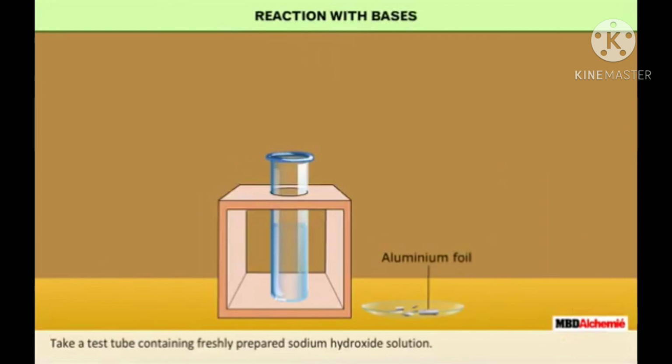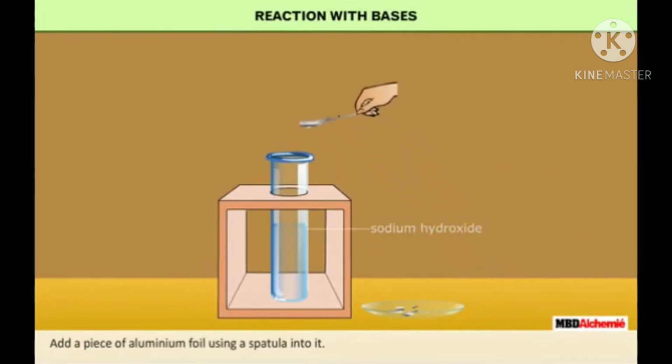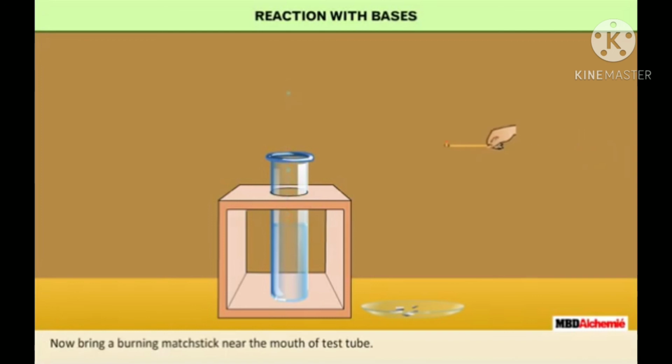Take a test tube containing a fresh solution of sodium hydroxide. Add a piece of aluminium foil using a spatula into it. You will observe that bubbles form in the test tube. Bring the burning matchstick near the mouth of the test tube. Gas burns with a pop sound. We conclude that metals react with base to produce hydrogen gas.